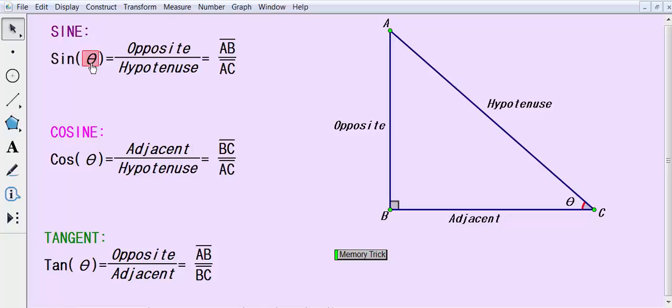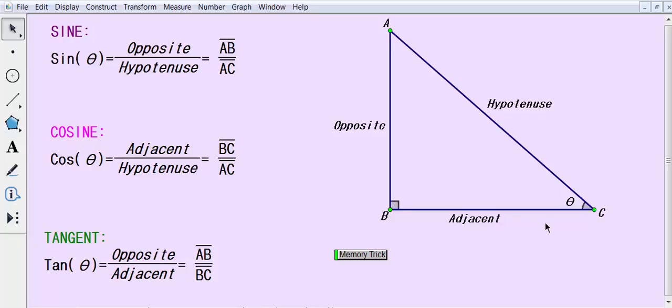Our first function is the sine, and the sine of theta is going to be equal to the ratio of the opposite side over the hypotenuse, or AB over AC. Our cosine of theta is going to be the adjacent side over the hypotenuse, or BC over AC. And our final trigonometric function will be the tangent, and the tangent of theta is going to be equal to the ratio of the opposite side over the adjacent side, or AB over BC.